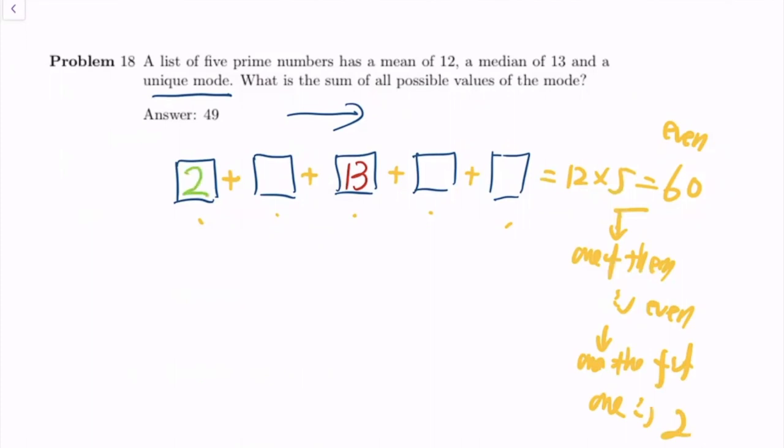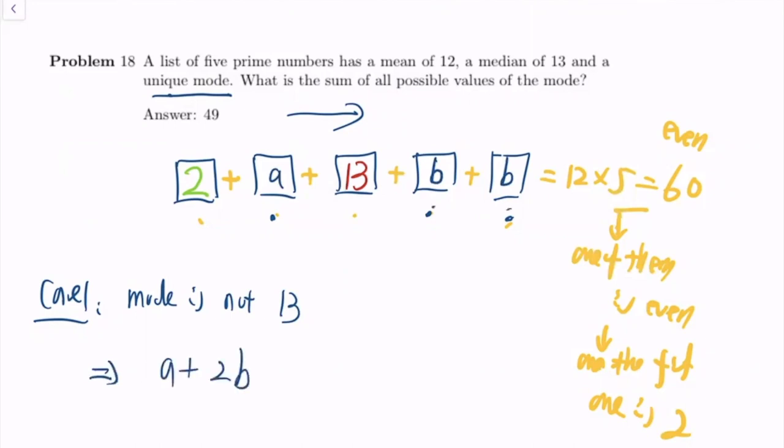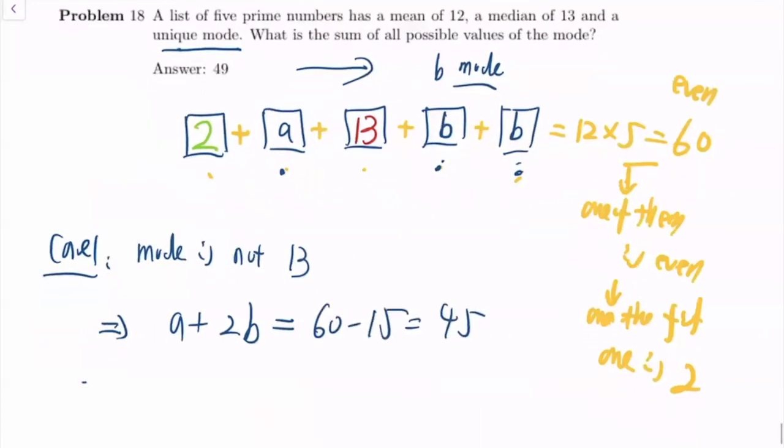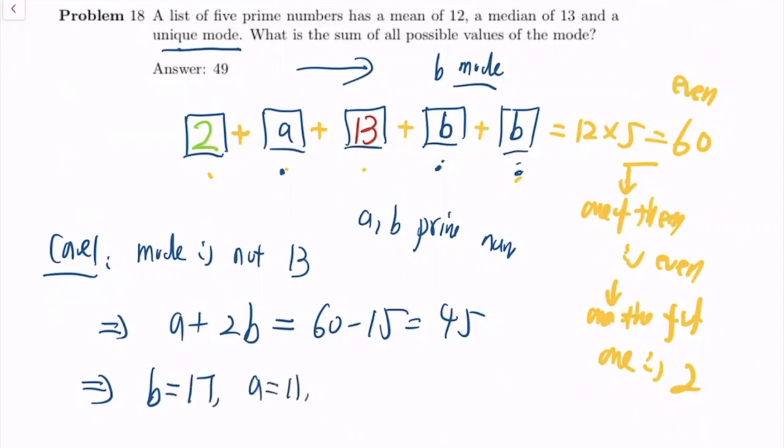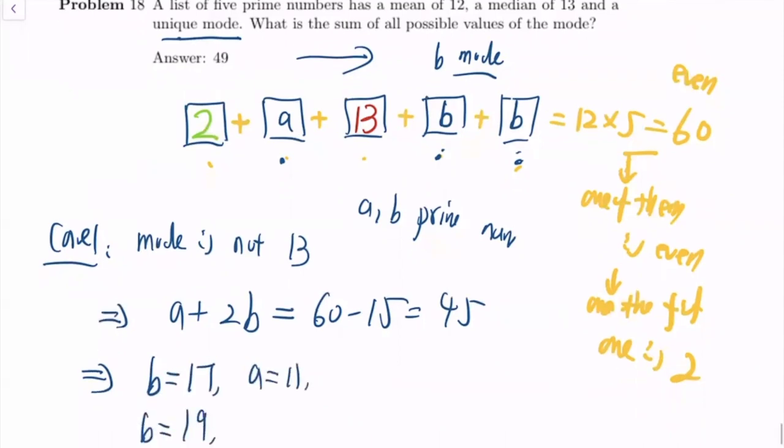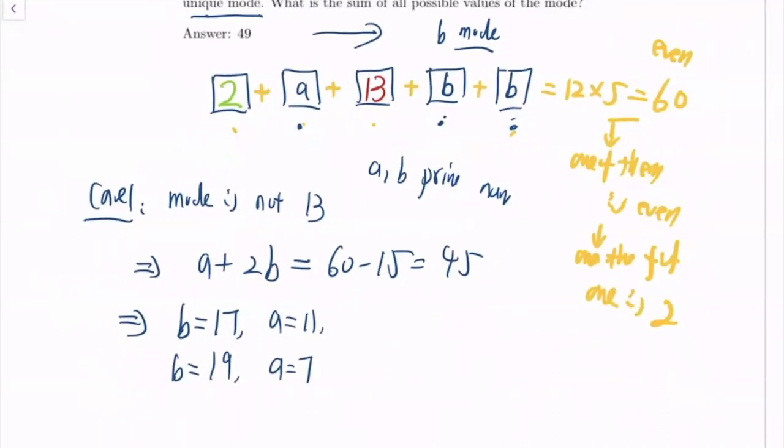And then we have the remaining three, and it says there's a unique mode. Okay, so case one, the mode is not 13, right? Then we have this is B, and this is A. So we get A plus twice B, because there's only one mode, so the others have to be different. So B is the mode. Then this one plus together will be 60 minus 15, which is 45. Because A and B are prime numbers, it's not hard to solve this equation. We'll get B is 17, and then A is 11. So that's one scenario. Or B is 19, and then A is 7. So these are two cases where the mode is not 13.